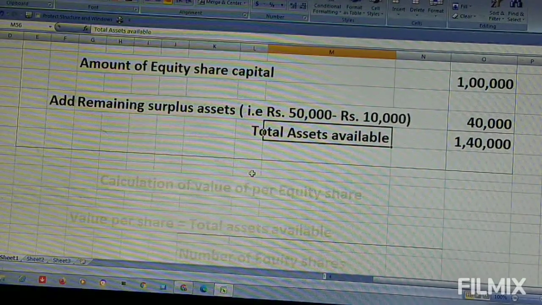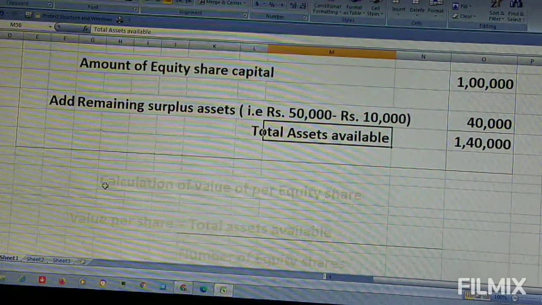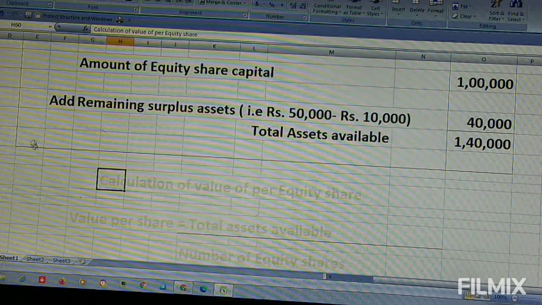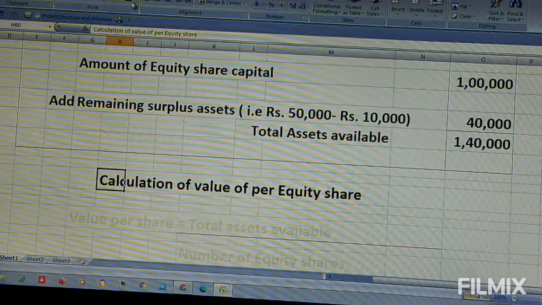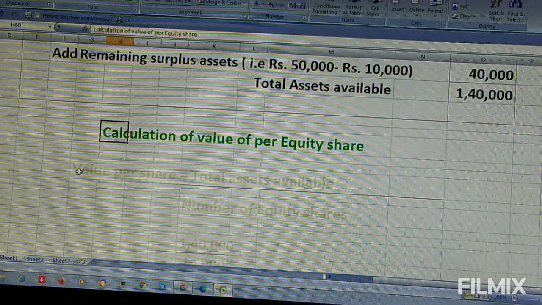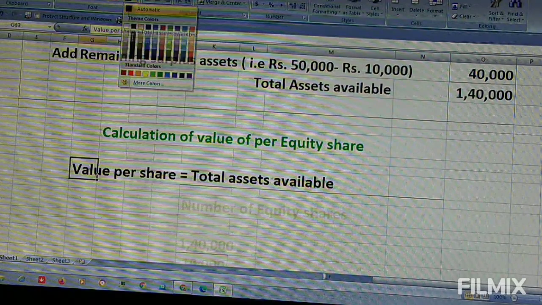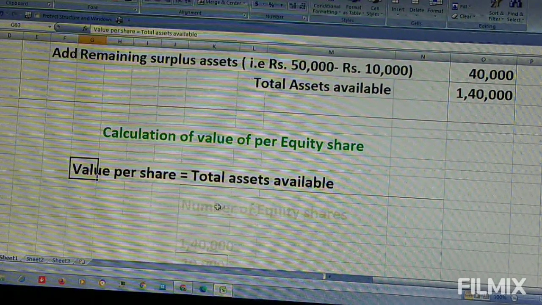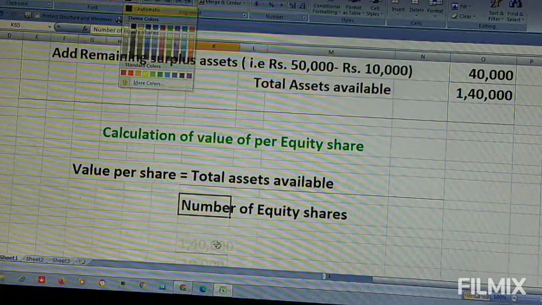Now we have to find the value per share, because there are 10,000 equity shares. The 1,40,000 here is for all 10,000 shares, that's why we have to find it per share. Calculation of value per equity share. Again I will write the same formula: value per share equal to total assets available divided by number of equity shares.